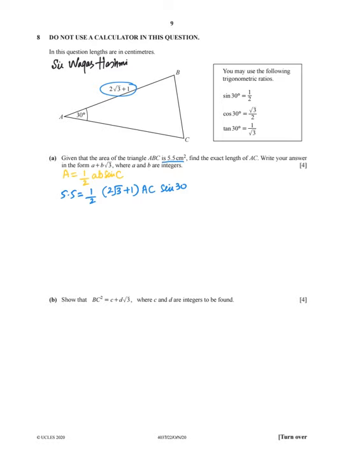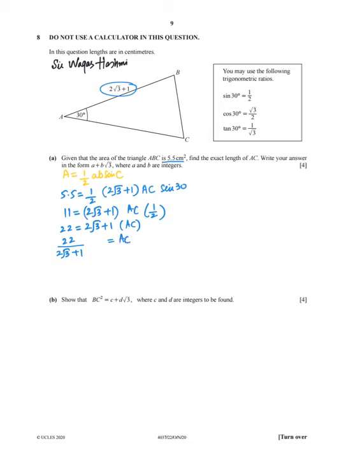So 5.5 times 2 is 11, which equals (2 root 3 plus 1) times AC, and sine 30 is equal to 1 divided by 2. Alright. So that 2, when you shift it from the left side to the right side, will be multiplied with 11. So it is 22 equals (2 root 3 plus 1) times AC. We need to find the value of AC. So now it will be 22 divided by (2 root 3 plus 1) equals AC.